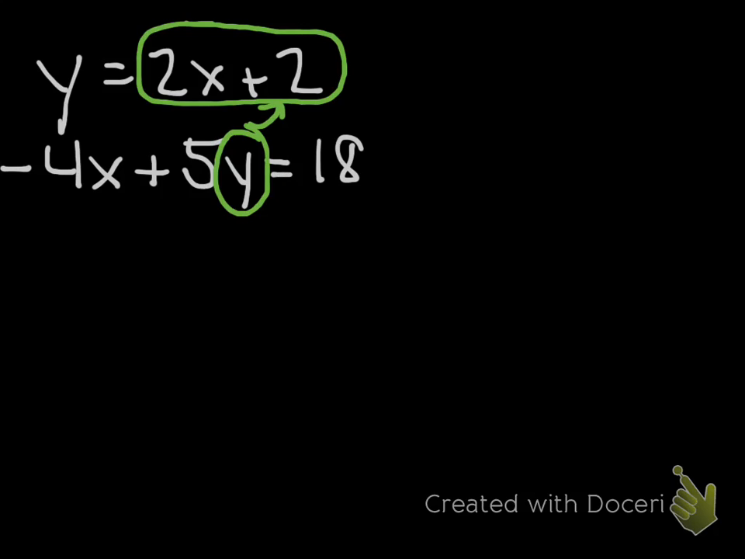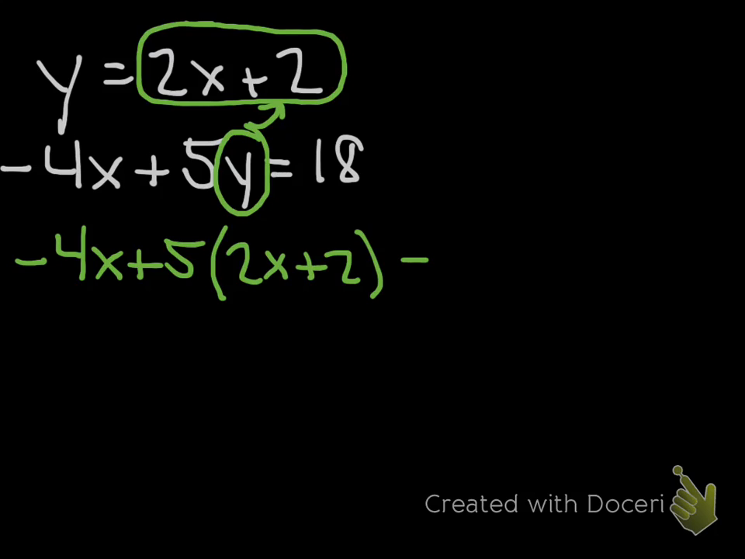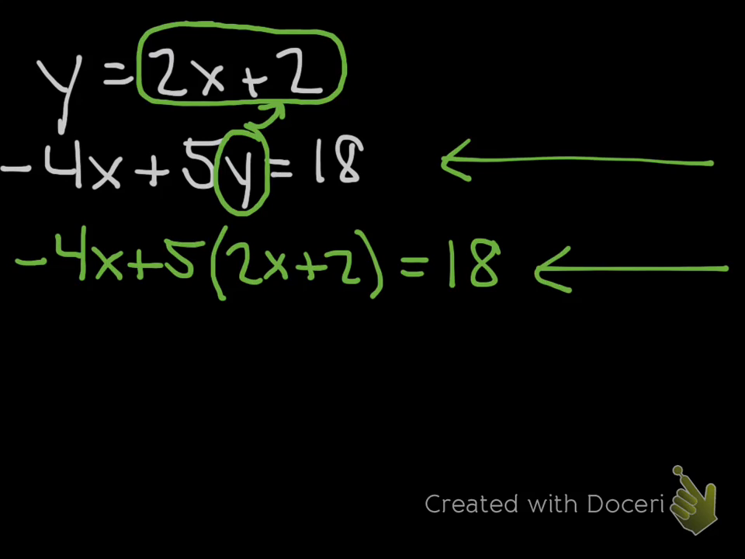So I'm going to rewrite the second equation, and when I encounter a y, I'm going to substitute it with 2x plus 2. So I have negative 4x plus 5 times, now I'm going to write 2x plus 2, parentheses are important, equals 18. So take a look at this second equation again. I rewrote it symbol for symbol from this equation here, but when I got to a y, I replaced it with 2x plus 2. And that's nice now because I have an equation that just has x's in it.